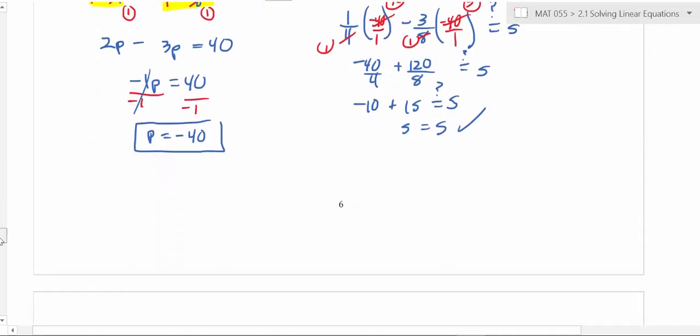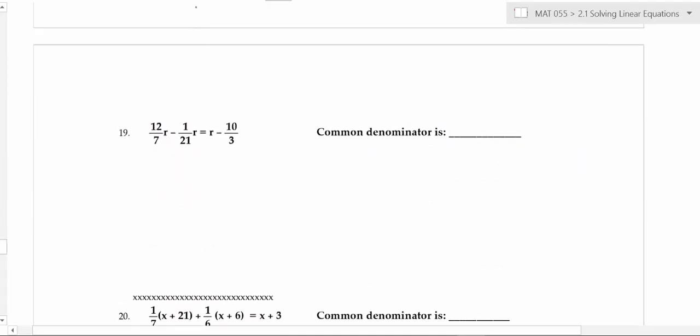Okay, next problem. Let's look at what the common denominator is on this one. And we have 7, 21, and 3.